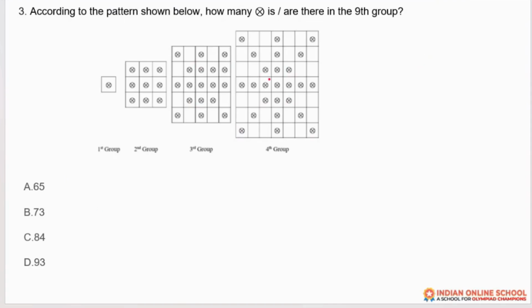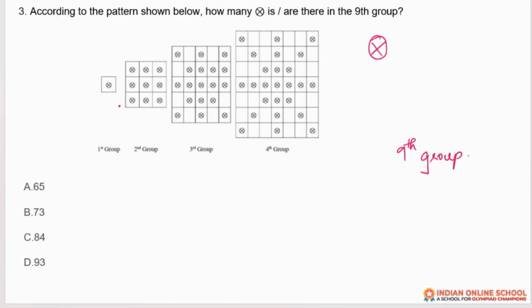Next question. According to the pattern shown below, how many of the symbols are there in the 9th group? Here you can see the symbols, right? In the first group, second group, third group and fourth group, you have some set of symbols. We have to find how many symbols are there in the 9th group of this pattern.